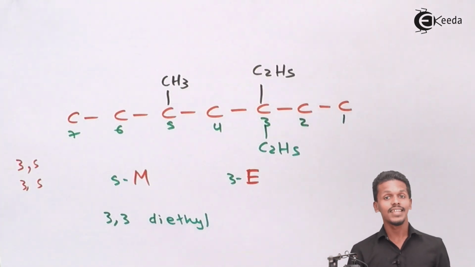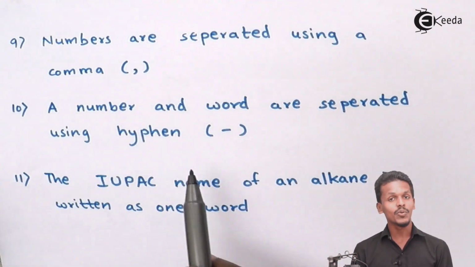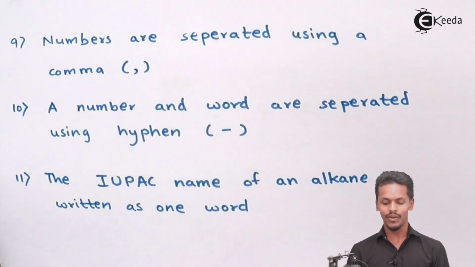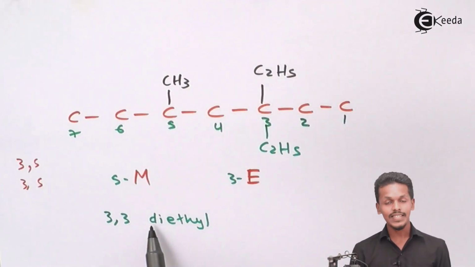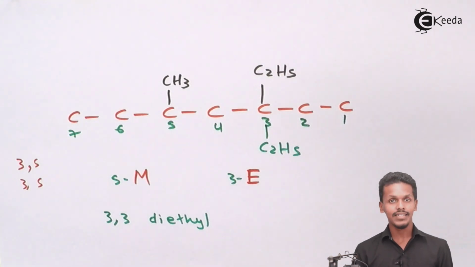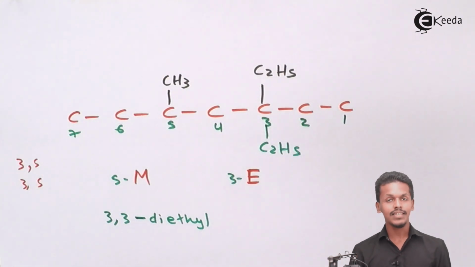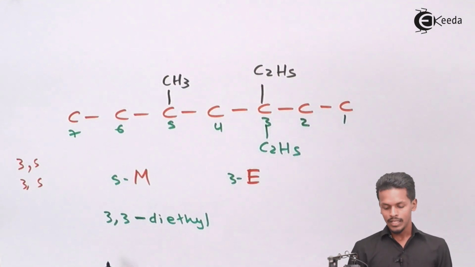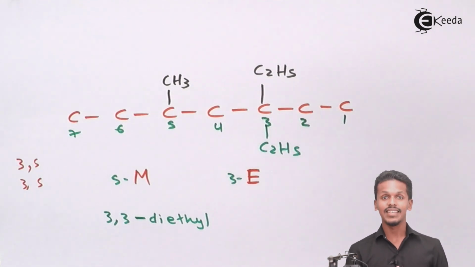Let's study the next one. A number and a word are separated using a hyphen, that is this dash symbol. Since this is a number and this starts with an alphabet, to differentiate them we use a hyphen. This is the correct method to write the IUPAC nomenclature of a particular hydrocarbon or alkane. So this is 3,3-diethyl, and let us do the next one.